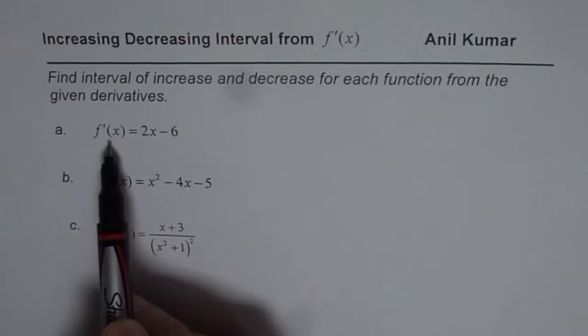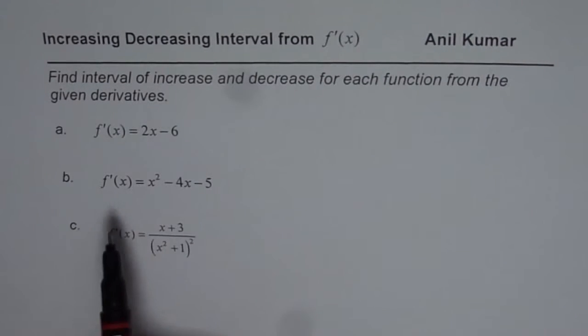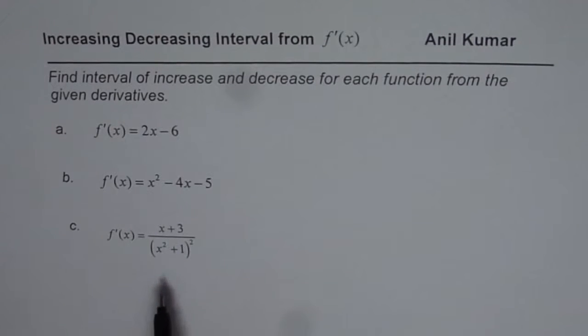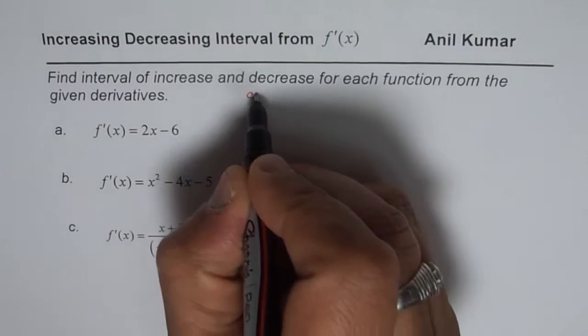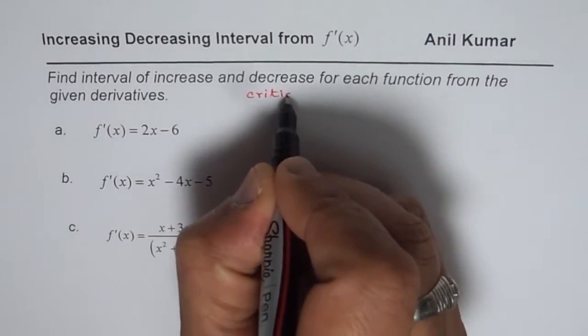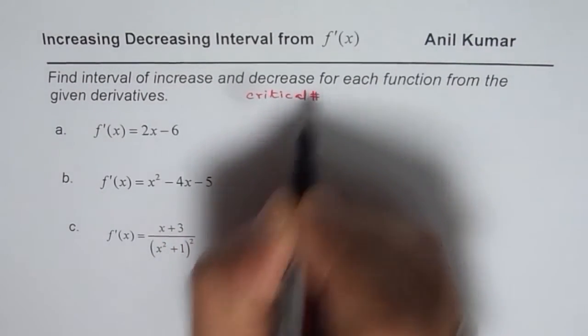The first derivative is a linear function. The second one is a quadratic function. The third one is a rational function. So for three different kinds of derivatives, we will analyze and find the increasing and decreasing intervals for the function itself, right? So step number one is to find the critical numbers.